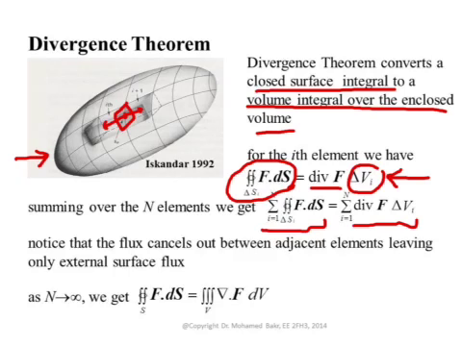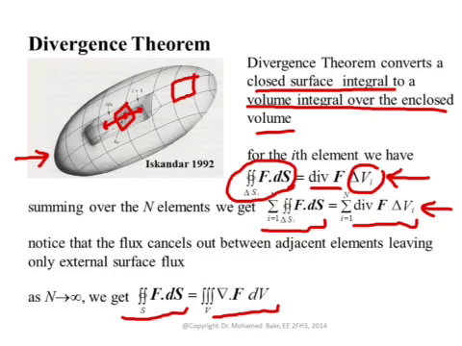Only the external surface elements, like the one I'm trying to highlight here, will contribute. So if you do that, you will notice that if we take the limit as n goes to infinity, this becomes an outer surface integral over the surface enclosing the total volume. And on the right hand side, the summation becomes a volume integral because you are summing over the whole volume.